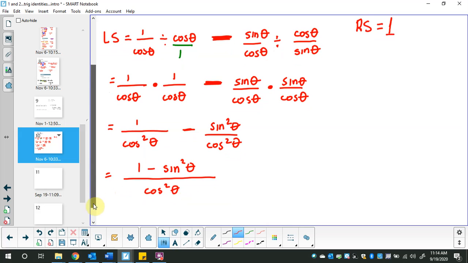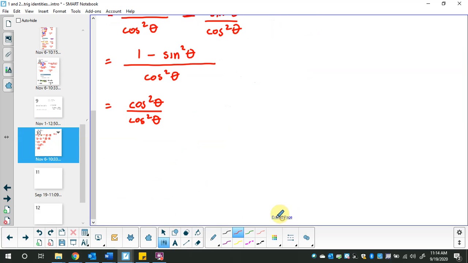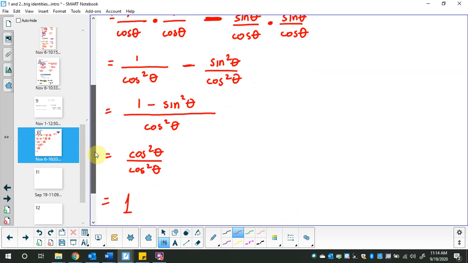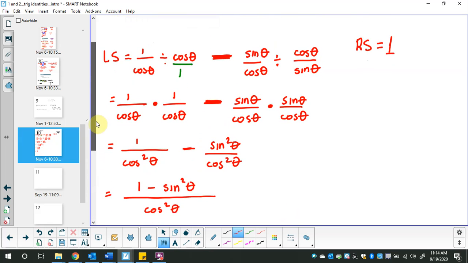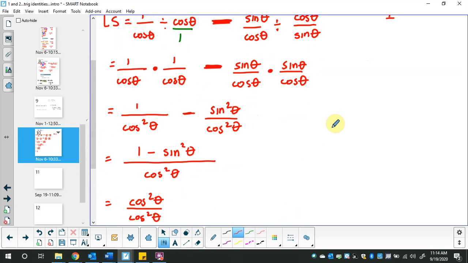And hopefully you recognize the numerator as one of the 9 Pythagorean identities. It's actually one of the first 3. So I get to replace that numerator and leave the denominator. And anything over itself is 1, which is sitting on the right-hand side. So I am done this question.